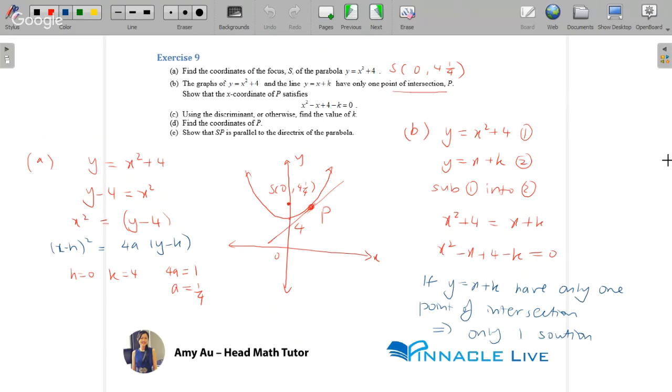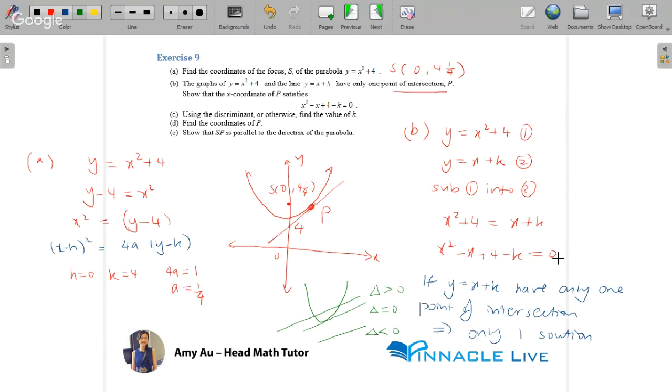Just also so that you know, there's three ways a straight line can interact with a parabola. One is if it cuts it twice, so you're going to have two solutions. It should be greater than zero. Second case, just touching, so the tangent, one solution, that's the case we're looking at. And if it doesn't touch it at all, no solutions, less than zero. Okay, so that's what we're looking at here.